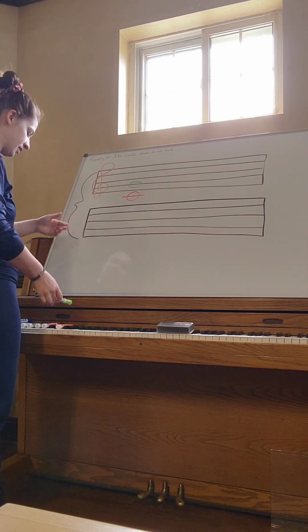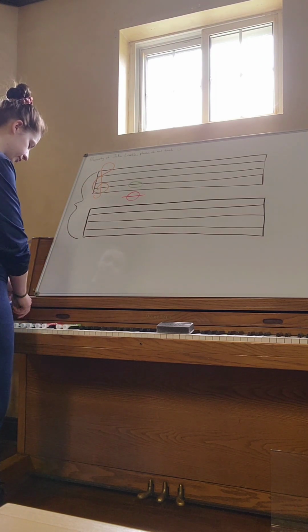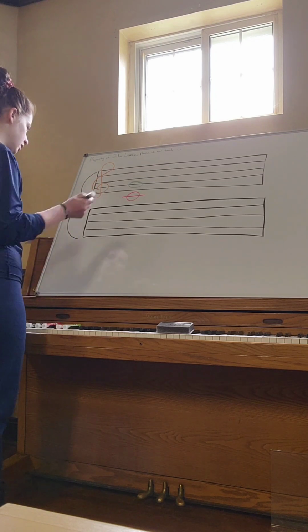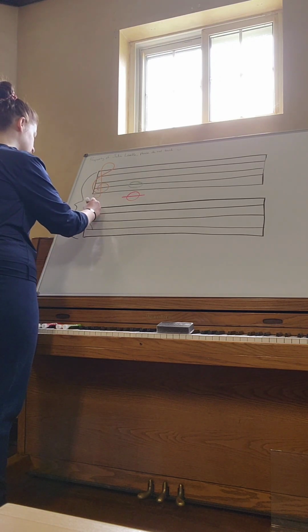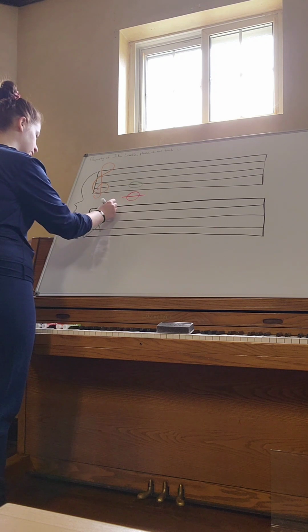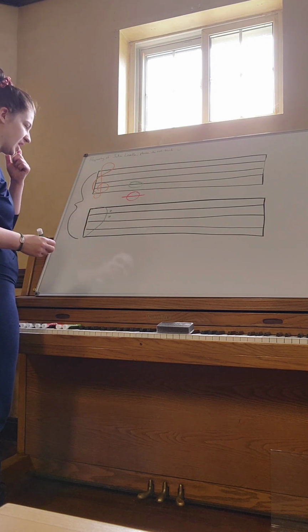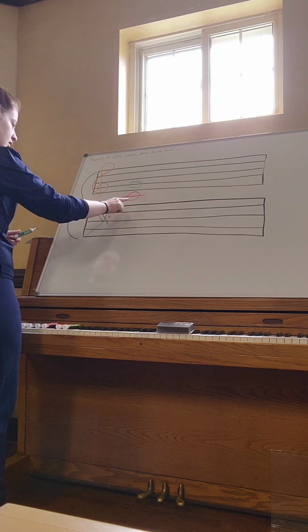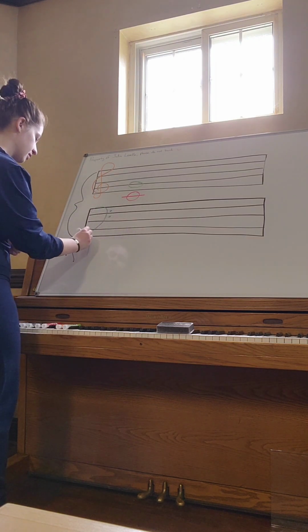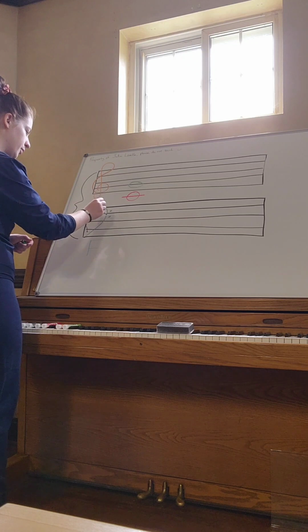Well, what about this bottom staff here? This is the bass clef, also known as the F clef. The F clef kind of looks like an F. See here?